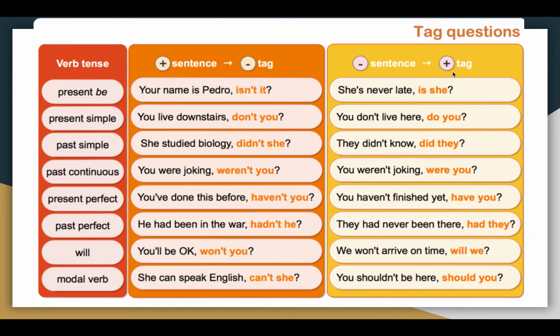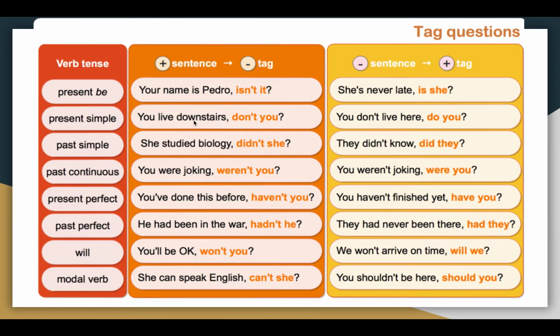Okay, so positive sentence, negative tag. Negative sentence, positive tag. Example: your name is Pedro, isn't it? Notice that the verb here is "is." So your question tag is "isn't it?" Now teacher, where is "it" coming from? Now "it" refers to your name. Your name is a noun, right? And it's singular, but it's not a person. You don't say he or she, but your subject is "name." So it's kind of like a thing. So "it," isn't it?